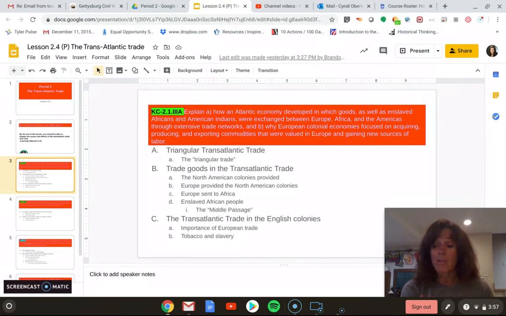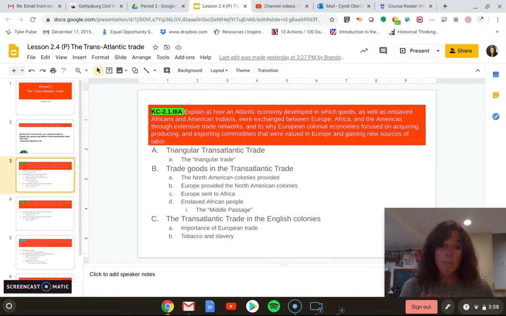They'd be loaded on the boat, tightly packed in there, and the Middle Passage would take them to the New World, where the vast majority wound up on sugar plantations in the West Indies. They did go to other English colonies, especially the Chesapeake and Southern colonies. The transatlantic trade was vital to the survival of the colonial region.